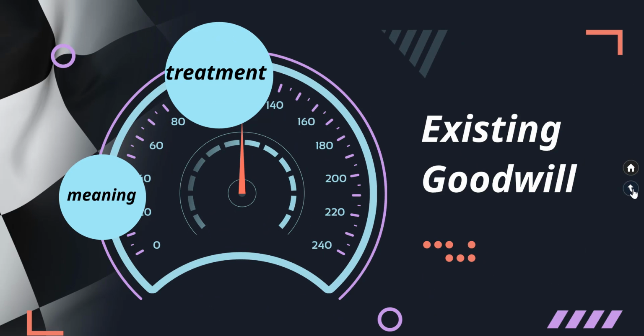So we saw how existing goodwill, or goodwill which already appears in the books of accounts, or goodwill which appears as an asset in the balance sheet of the firm, is treated. In the upcoming video, we will be doing example sums to understand the concept of treating existing goodwill better.